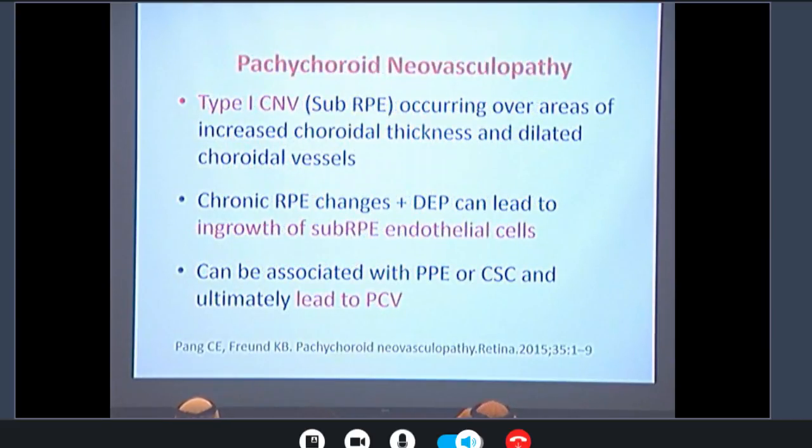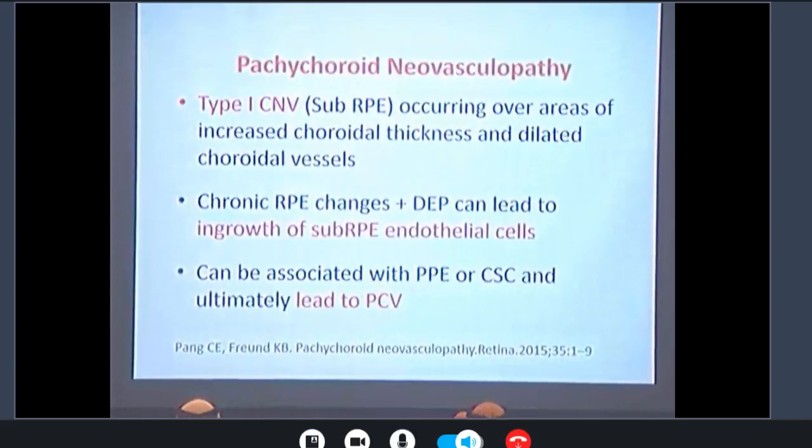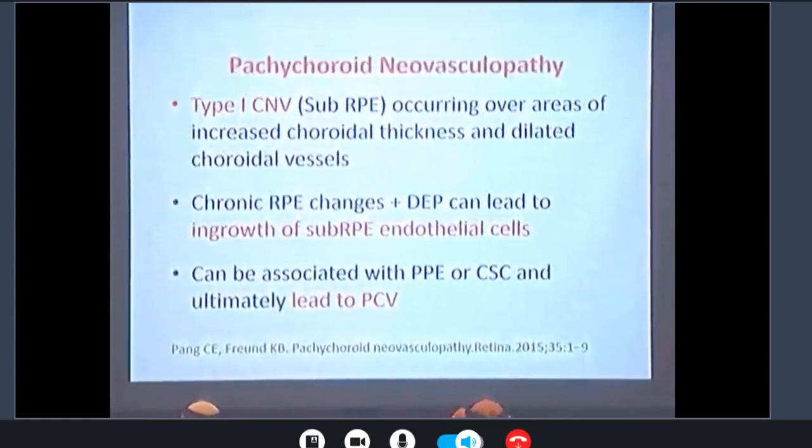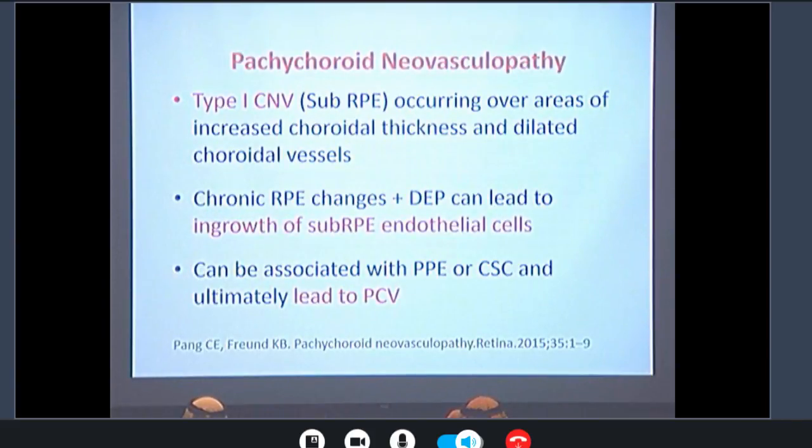Another disease we have to talk about in relation to that is pachychoroid neovasculopathy. These are patients who have the changes we explained in the disease shown before, but they also have some type 1 neovascular colonization, which occurs in the areas of increased choroidal thickness. This neovascular network is probably happening because, according to one theory, the chronic RPE changes and the chronic detachment of the retinal pigment epithelium can lead to the ingrowth of sub-RPE endothelial cells.